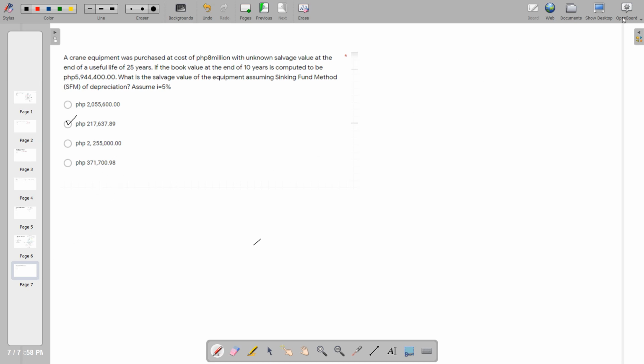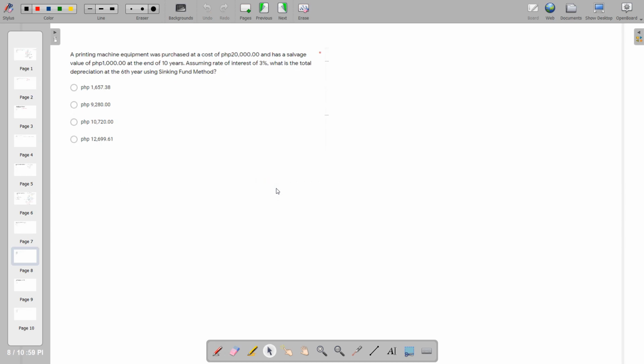So moving on to another one. Say this problem. A printing machine equipment was purchased at a cost of 20,000 pesos. We have a salvage value here, 1,000 pesos. The useful life is 10 years. And then the rate of interest is 3%. What is the total depreciation at the 6th year using the sinking fund method? So, depreciation at the 6 years, D6. So, formula natin, D times finding F given A at 3%.